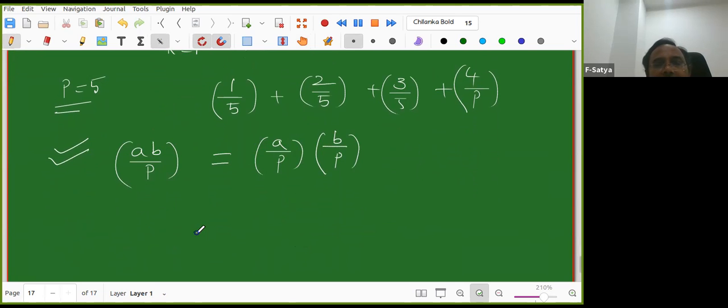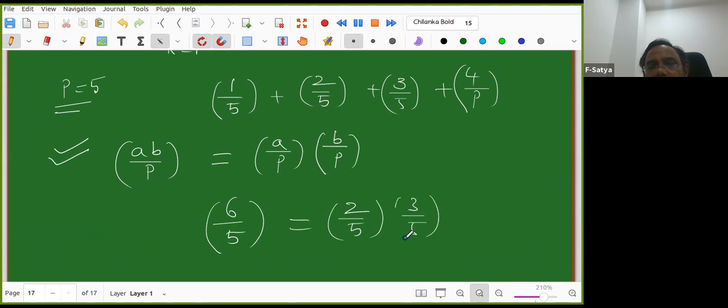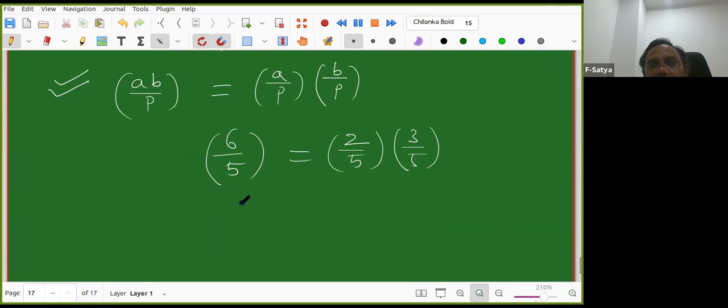For example, what I'm asking is that 6 by 5, is it equal to 2 by 5 into 3 by 5? But what is 6 by 5? 6 by 5 is nothing but 1 by 5, correct? Yeah, but 1 by 5 you already know. What is the answer? It is 1. Correct. Now what is the answer for 2 by 5, the Legendre symbol? Why are you taking such time?